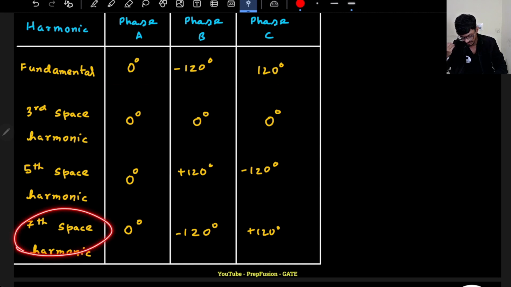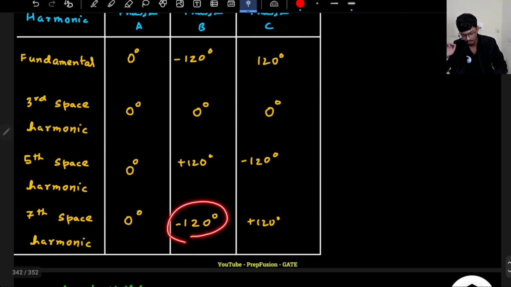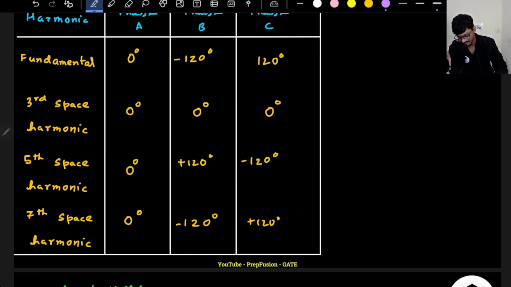Now we have the seventh space harmonic. In the seventh space harmonic, you do the same calculation. You will observe that it provides a phase shift of minus 120 for phase B and plus 120 for phase C. So the fifth harmonic is generating a rotating magnetic field which is opposite to the fundamental, while the seventh will be in the same direction as the fundamental, just like time harmonics.